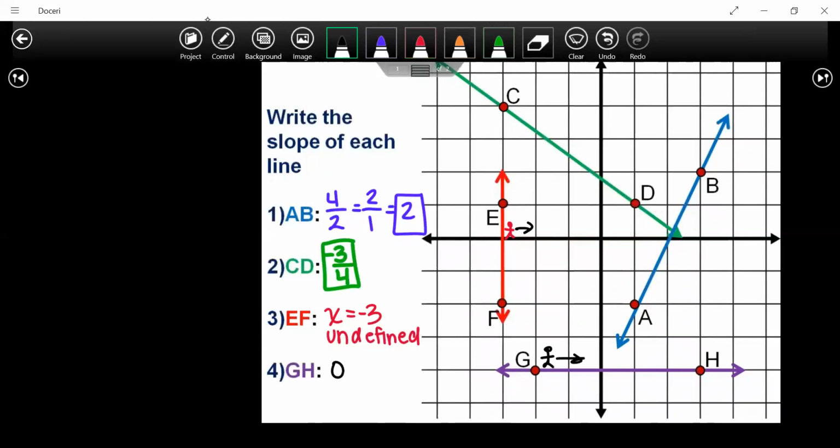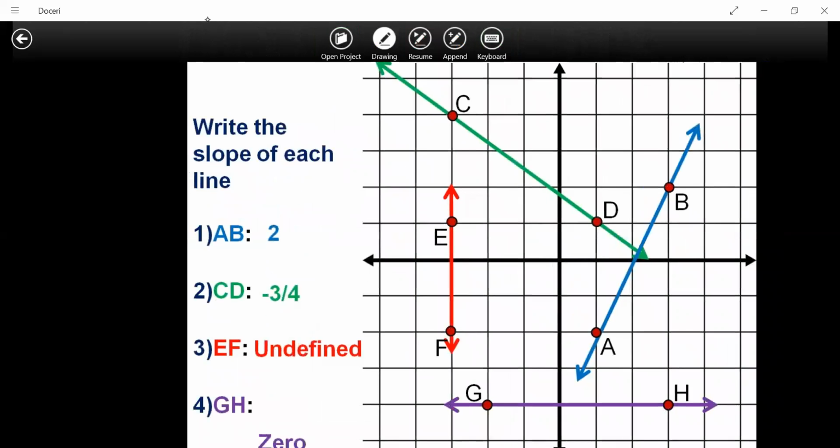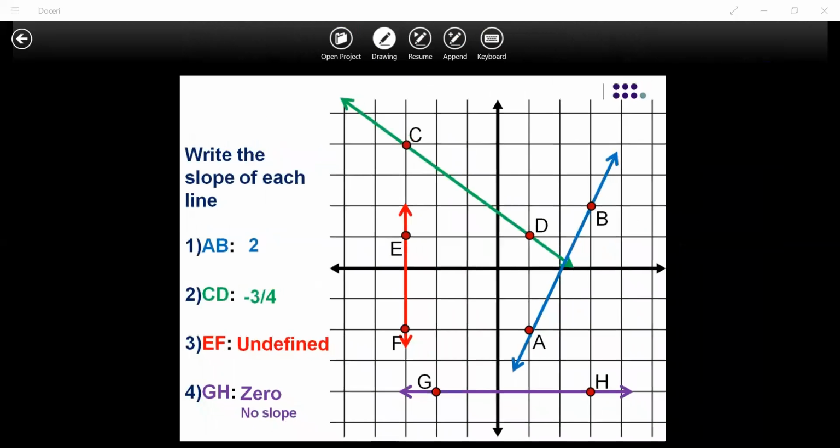Okay. So that's just quick review. Glad you guys remember that. 2, negative 3/4, undefined, and 0. Those are the key ones we want to look at.